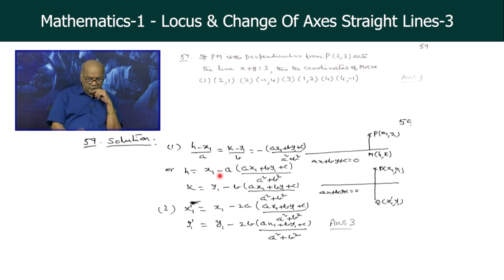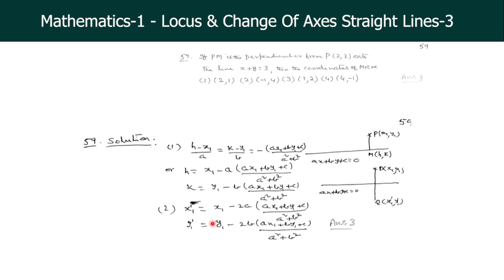From this you will get h is equal to x1 minus a into (ax1 plus by1 plus c) by (a square plus b square), and k is equal to y1 minus b into (ax1 plus by1 plus c) by (a square plus b square). Also, instead of a and b, if you write 2a and 2b, then you will get the image formula. These two: the first one is the foot of the perpendicular formula and the second one is the image formula. Now, if you use this, then you will get option number 3.